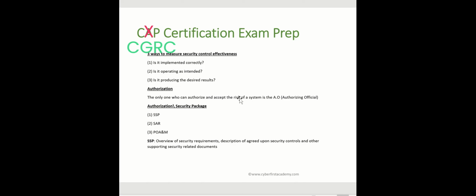Authorization. Know that for authorization, the only person who could authorize and accept risk of a system is the AO, the authorizing official. Know that the security authorization package consists of the POAMs, the SSP, and SAR.